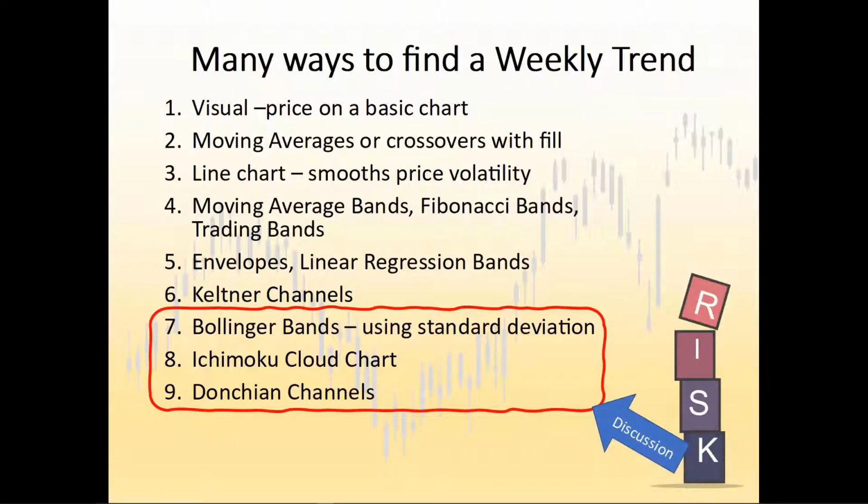So there are many ways to find a weekly trend. You can visually look at a basic chart, or you can use moving averages or a line chart, which smooth out the price volatility, or some form of moving bands: Fibonacci bands, trading bands, envelopes, linear regression bands, Keltner channels. But the three that appeal to me, and I've played around with a few, are Bollinger Bands, the Ichimoku cloud chart, and Donchian Channels. That's what we're going to talk about tonight. So if we go to the next slide, please, Robert.